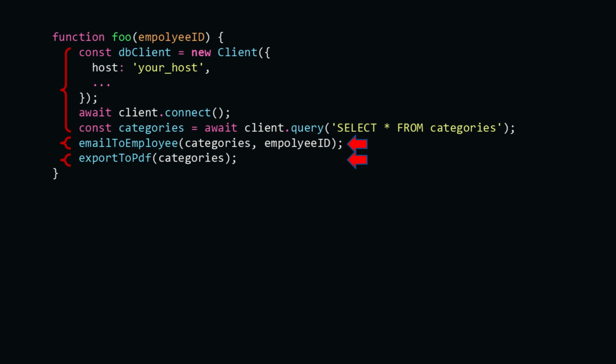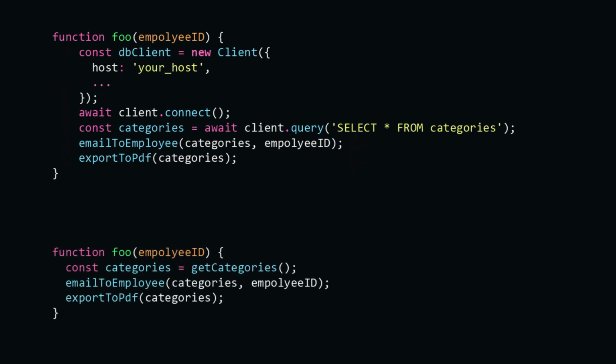the DB and put it in a new function, which we'll call getCategories. Assign its result to a variable and use that variable for the other two functions. Now, it has a consistent high level of abstraction. It gets the categories, emails them, and exports them to PDF, and does all of that without mentioning any technical level detail. It's all described in a high-level manner.